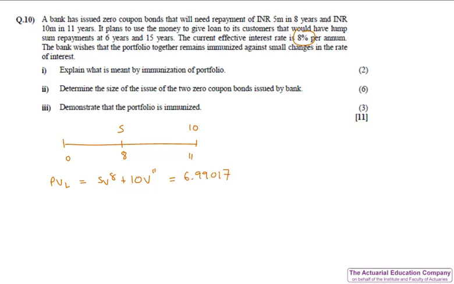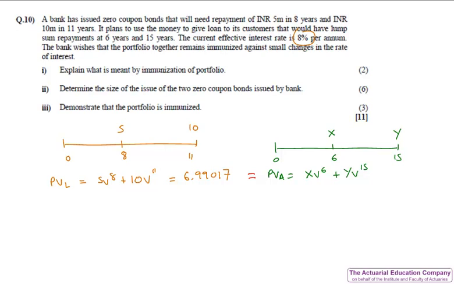Now we'll do the same thing for our assets, which is a zero coupon bond repaid at time 6, so we'll call that X, and a zero coupon bond repaid at time 15, which we'll call Y. The present value of our assets will therefore be Xv^6 plus Yv^15. The first rule of immunization says our present values will be equal. But we've got two unknowns, X and Y, so we're going to need two equations.